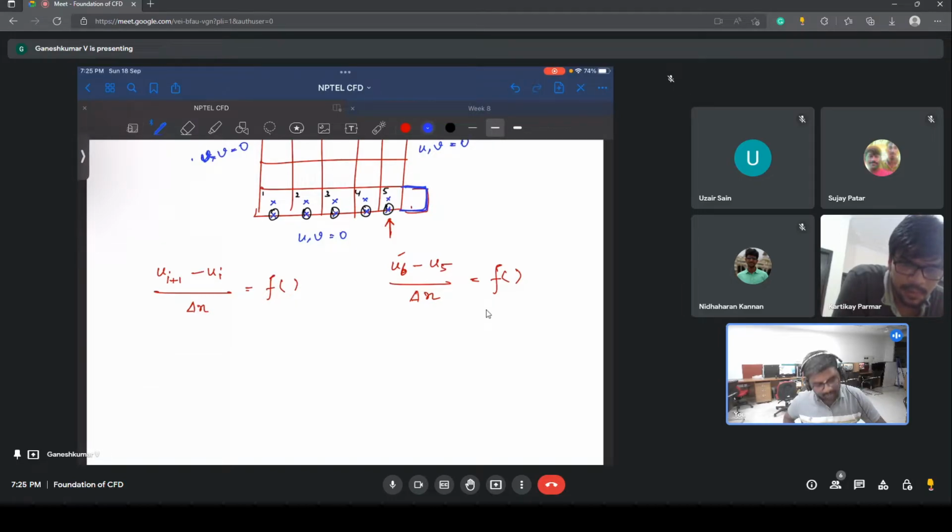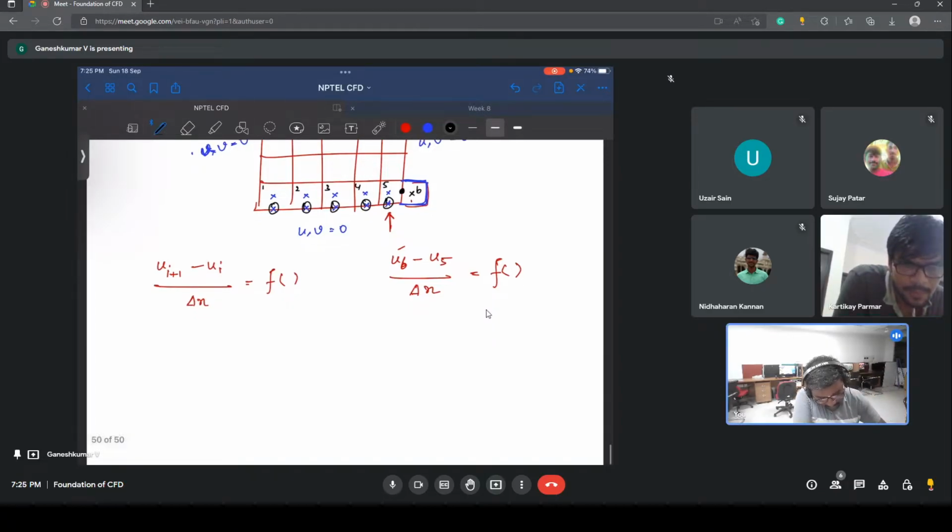If you attach a ghost cell, one more catch is here. You have to use this sixth point, right? But we have the condition at the face. We don't have the condition at the ghost cell center. So how do you implement this condition?